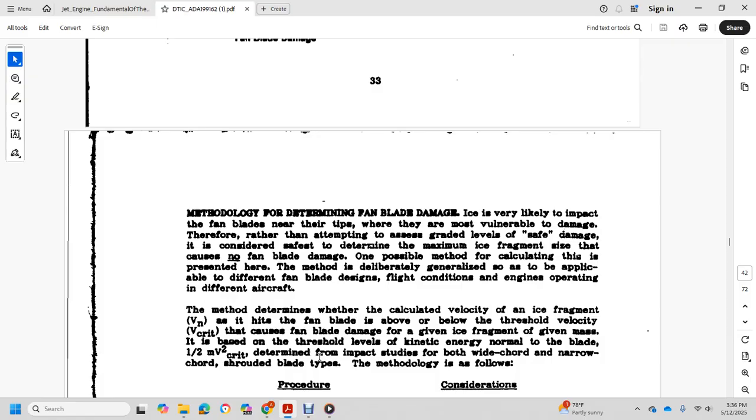One possible calculation method is presented here. The method is deliberately generalized for application to different fan blade designs, flight conditions, and engines operating on different aircraft. The method determines whether the calculated velocity of the ice fragment hitting the fan blade is above or below the threshold velocity for causing fan blade damage for a given ice fragment mass. It is based on threshold levels of the kinetic energy normal to the blade, at 1/2 m v critical, determining the impact state for both wide chord and narrow chord shrouded blade types. The methodology is as follows.